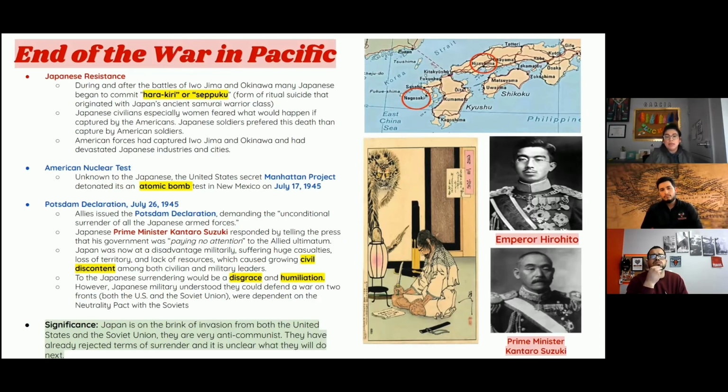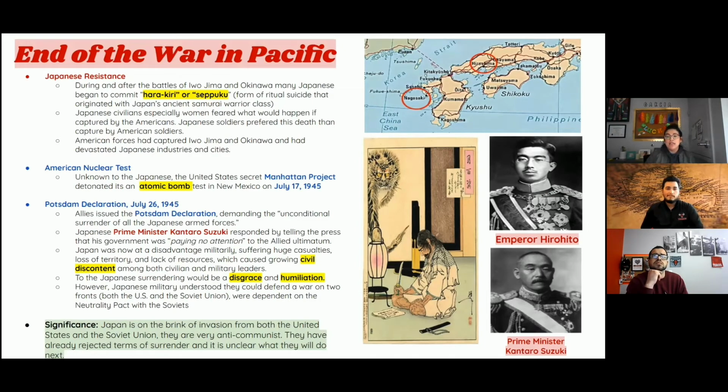This is important because we need to understand how the Japanese people feel about defeat. The Japanese civilians, especially women, feared what would happen if captured by the Americans. Japanese soldiers preferred this death rather than capture by Americans. American forces had captured Iwo Jima and Okinawa, and had devastated Japanese industries and cities thus far.